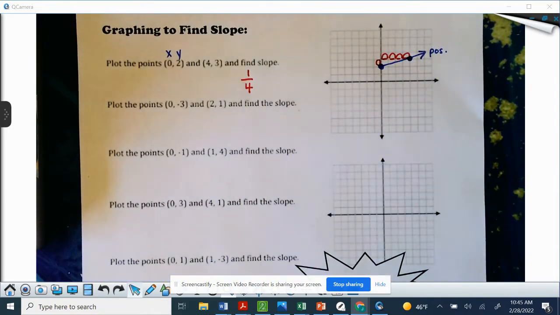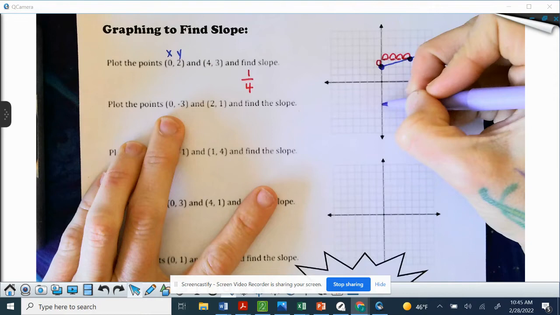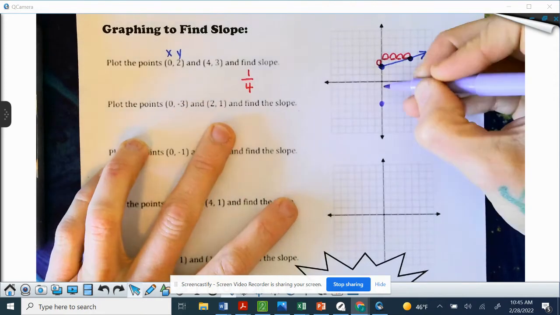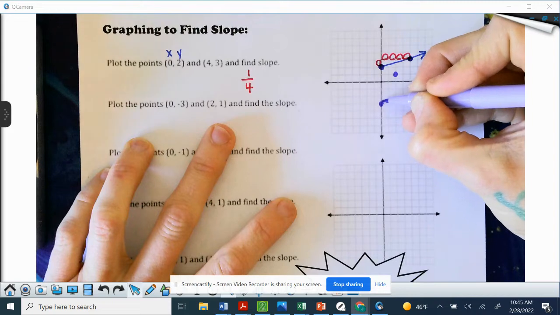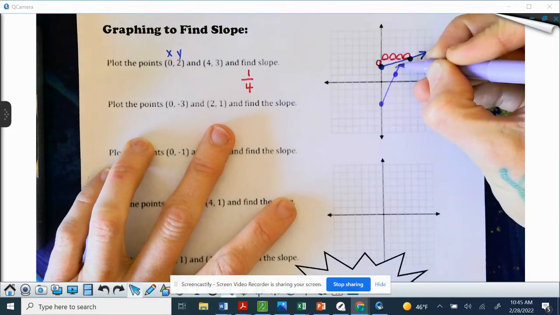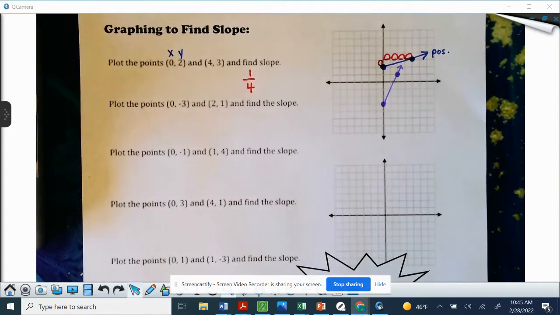You also can do it, so we're going to do the next one. So 0, 3. So again, don't go left, right, just go down 3. And then 2, 1. You can connect your line. Again, it's going up to the right, so it's a positive line again, so we know our slope is going to be positive. And then we're going to count our rise.